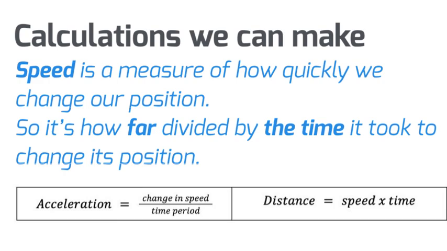All right, calculations. This is the way you're going to be doing it, and this is what I'm going to ask you to do in class. Speed is a measure of how quickly we change our position. In other words, we look at how far we've gone and we divide it by how long it took us. We can work out these things, and we can actually work from there.